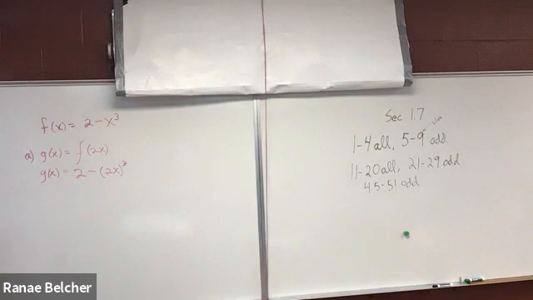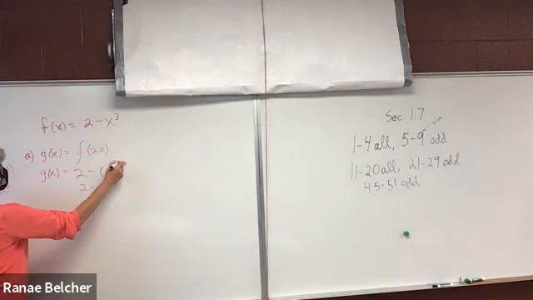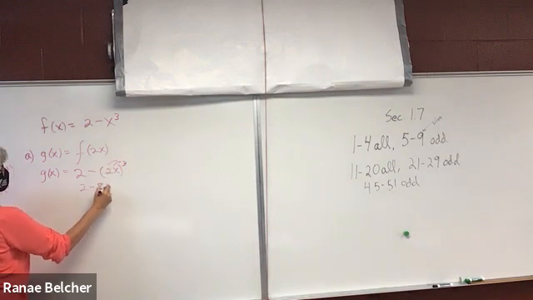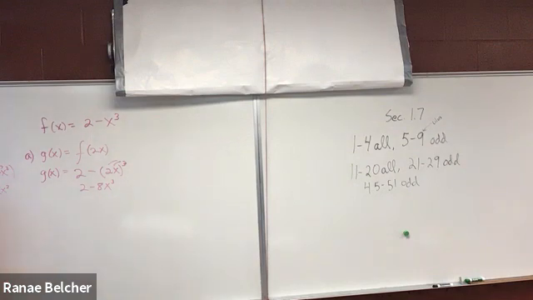Okay. What if it had shown this? g of x equals 2 f of x. What would g of x be then? 2 times 2 minus x cubed, right? So you distribute, and that comes out to be 4 minus 2x cubed. So you're going to see some weird notation like that on certain problems. You have to understand what they're talking about.